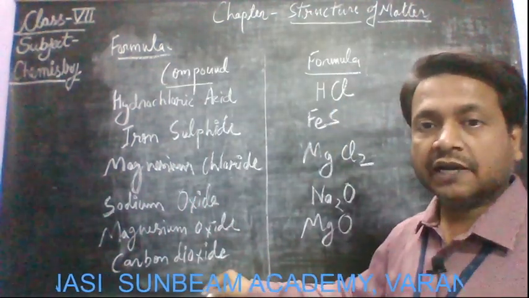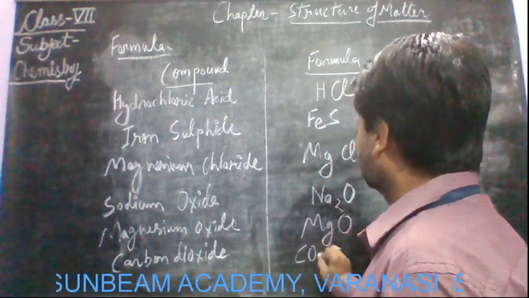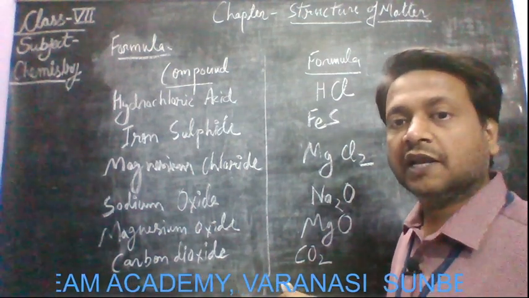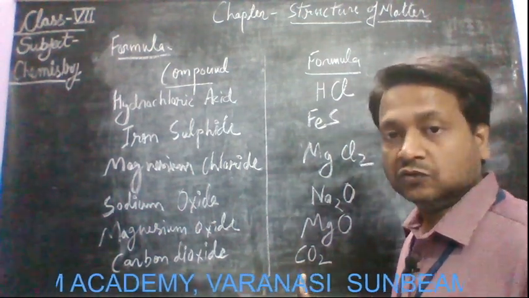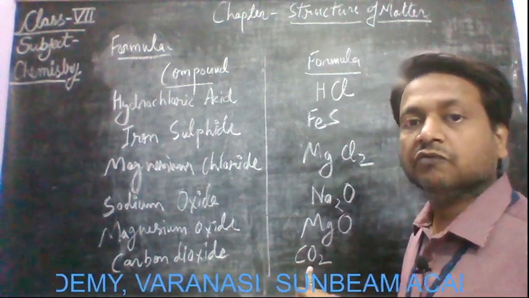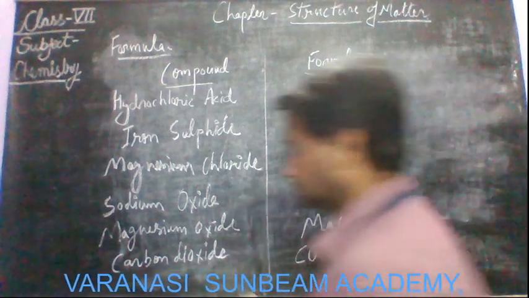Carbon dioxide, that I already have explained. CO2, because it has the two different elements carbon and oxygen in the ratio 1 is to 2. So this will be the formula of carbon dioxide.